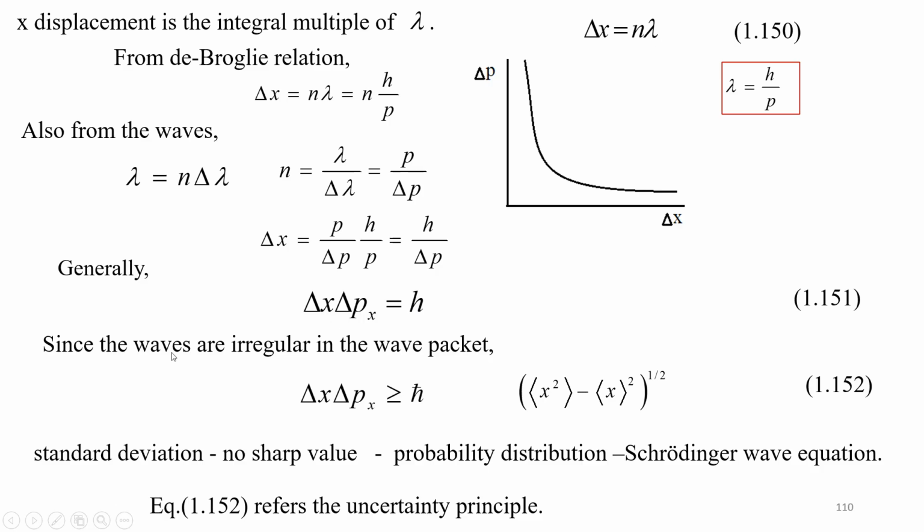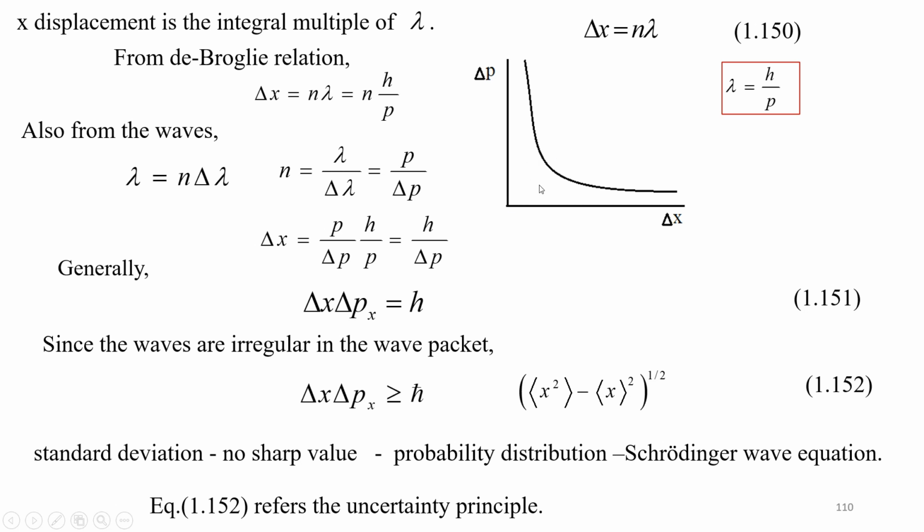Since the waves are irregular in the wave packet, we can write Δx Δpx greater than or equal to ħ. We said that Δx is the uncertainty in position, and Δpx is the uncertainty in momentum. The moment you measure Δx precisely, Δpx will be very large. The moment you measure Δpx precisely, Δx will be very large. This is exactly depicted in the figure.